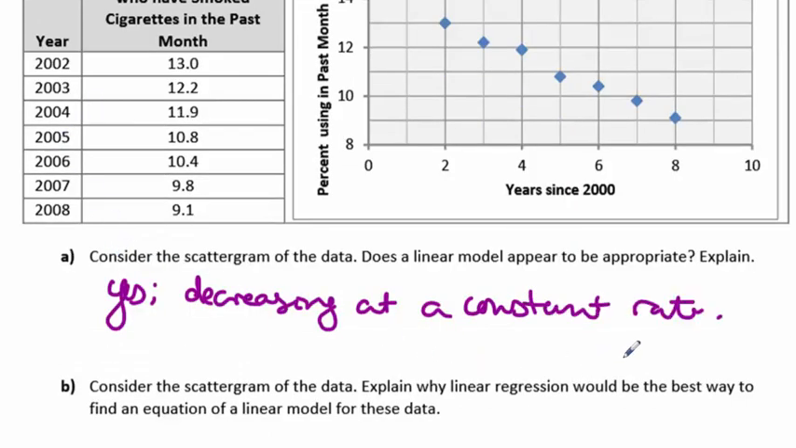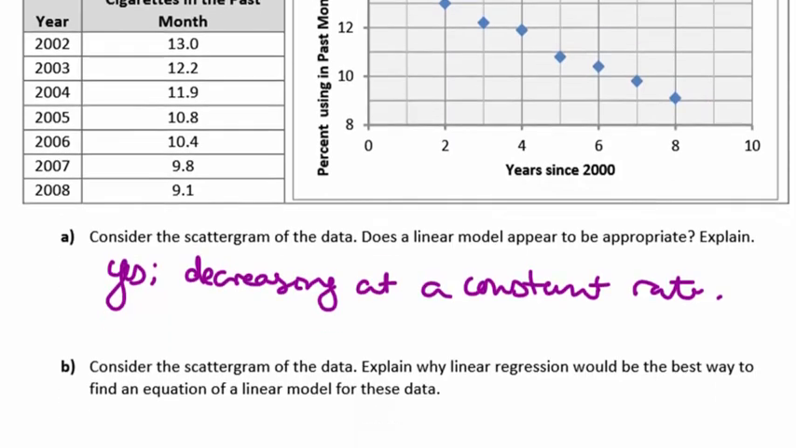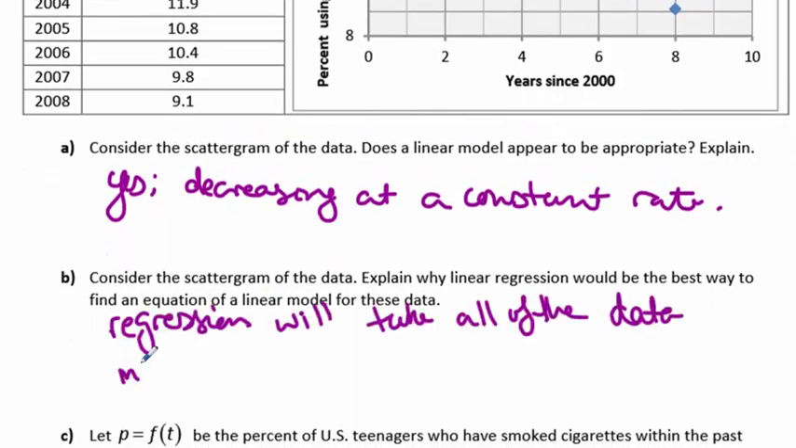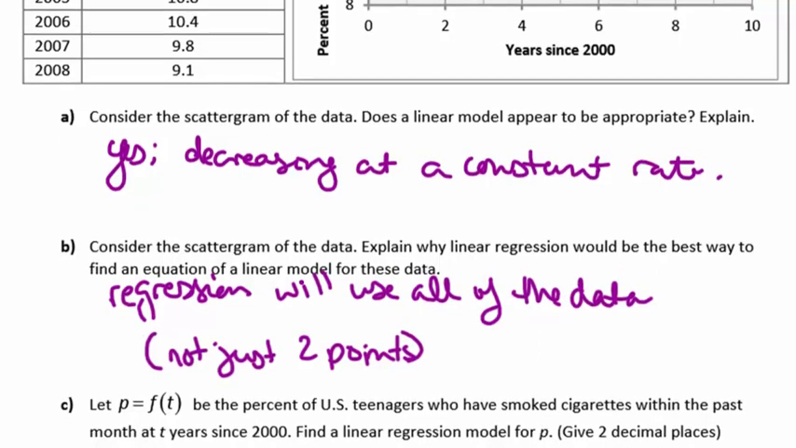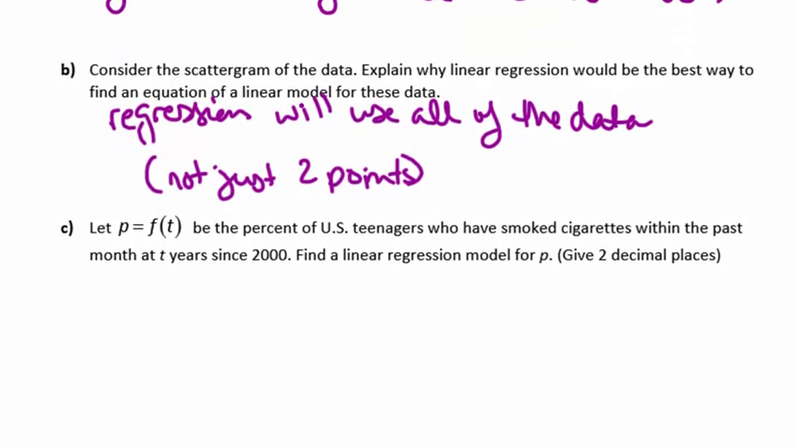Why would regression be the best way to find the model? Regression is the best way because it's going to center all the data. This is not exactly linear. Regression is always the best choice for approximate data. So regression will use all of the data, not just 2 points. Okay, let's find the regression model.